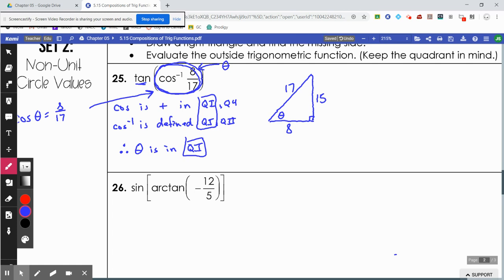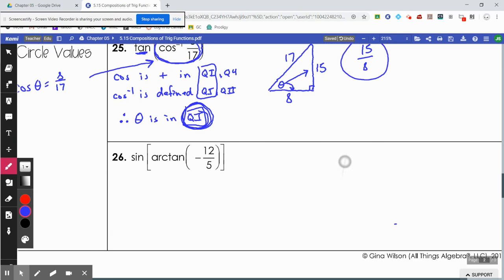So now what we're going to do is just find the tangent of that theta. Tangent is opposite over adjacent. So therefore the tangent, or let's just write the answer. The tangent of that theta would be 15 over 8. Keep the quadrant in mind. Since we're in quadrant 1, will that be positive or negative? Tangent in quadrant 1 is positive, so that's our final answer.